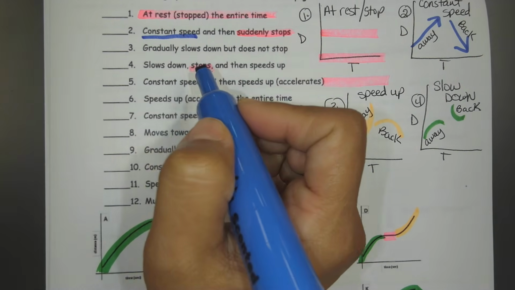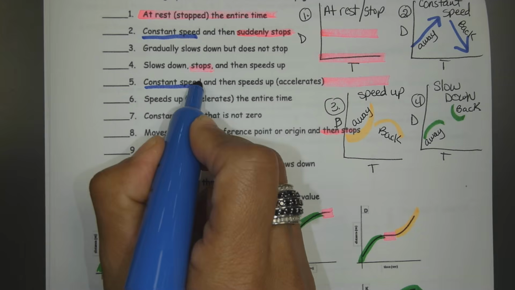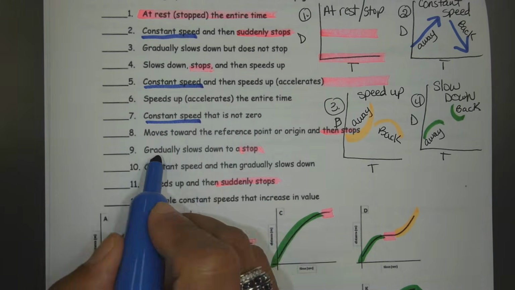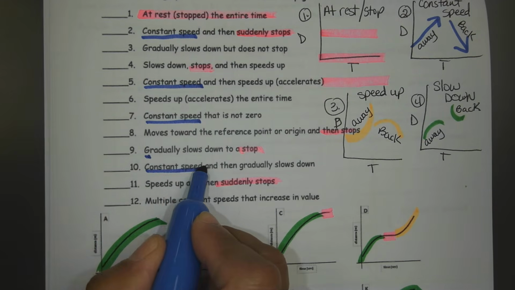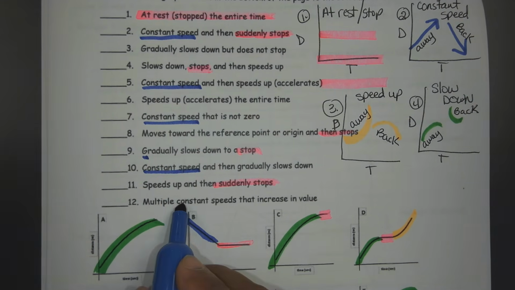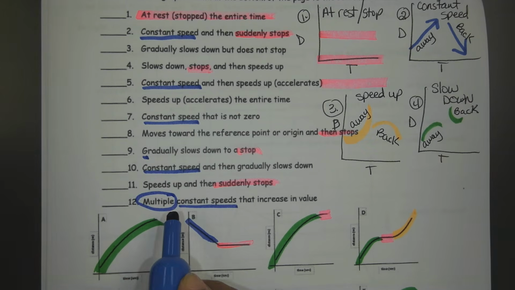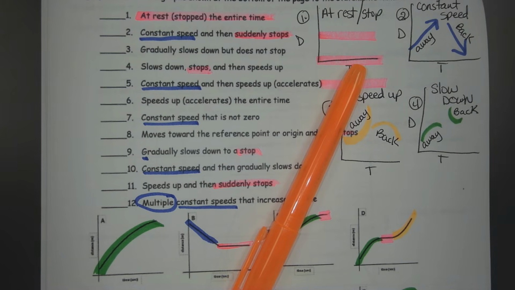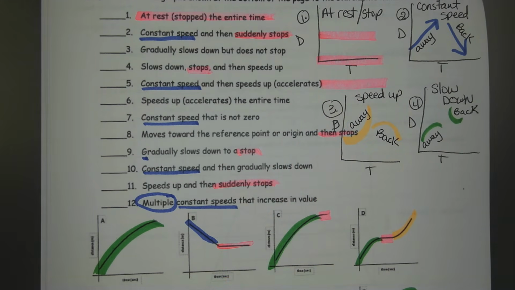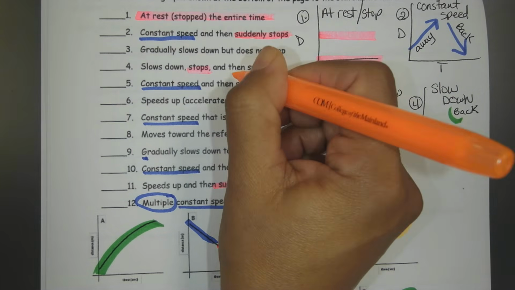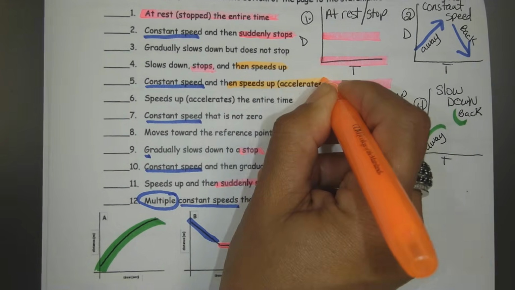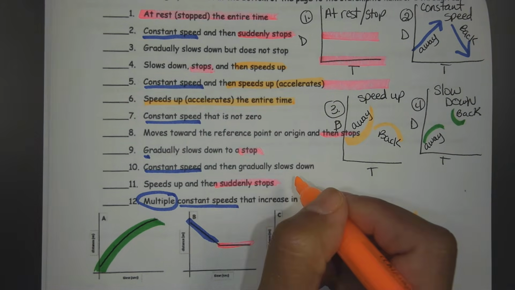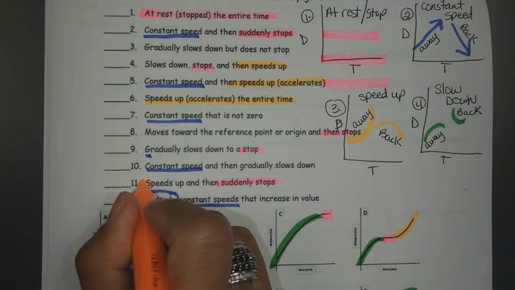Constant, anytime I see the word constant. Constant. Constant. Oh, whoa. 10, constant. 12. Not only is it constant, but it's multiple constants. All right. Orange. Anytime it says speed up. Speeds up. Speeds up. It speeds up the whole time. 11 speeds up.